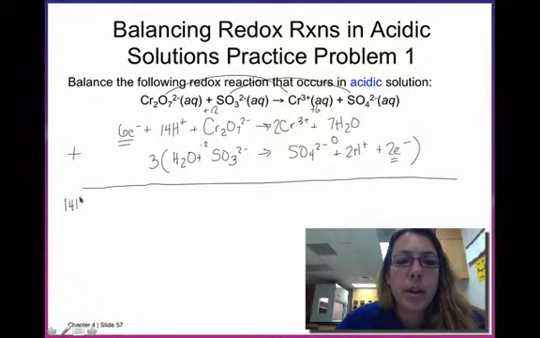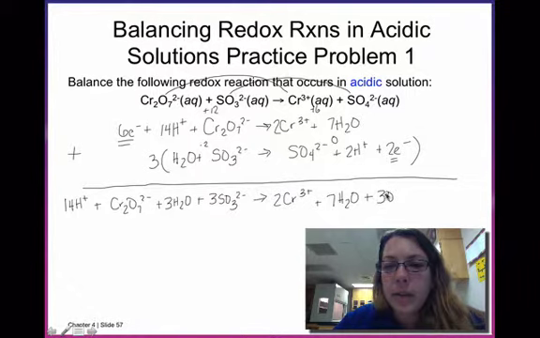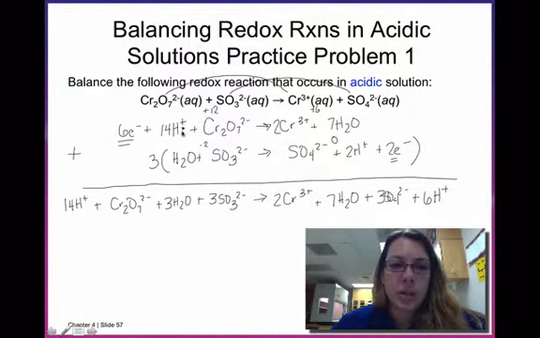Since I know the electrons are balanced and will cancel each other out, I'm not going to include them. So I'm going to start with the 14 hydrogen ions and the dichromate ion. That's my 2 reactants there. Here I'll have 3 waters and the 3 sulfite ions. Give you 2 of the chromiums and 7 waters. And then down here we have 3 of the sulfates and 6 hydrogens. So take a second, make sure you can track all those came down here, all these drop down to here.